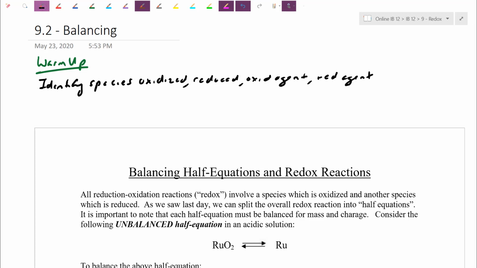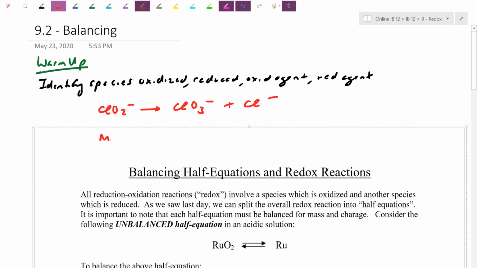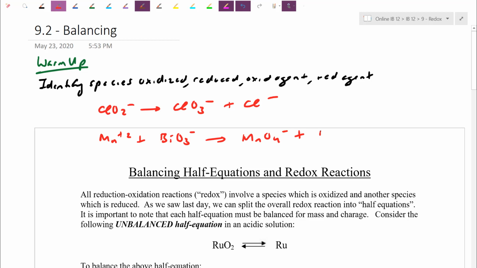Okay, so I'm going to give you an easier formula first. Let's go from ClO2 minus. Let's say it becomes ClO3 minus and Cl minus. The other one we'll do is Mn plus 2 and BiO3 minus becomes MnO4 minus and Bi plus 3. I'd encourage you just to pause the video and try it out for yourself. Okay, assuming you've done that, you can check your work with me.